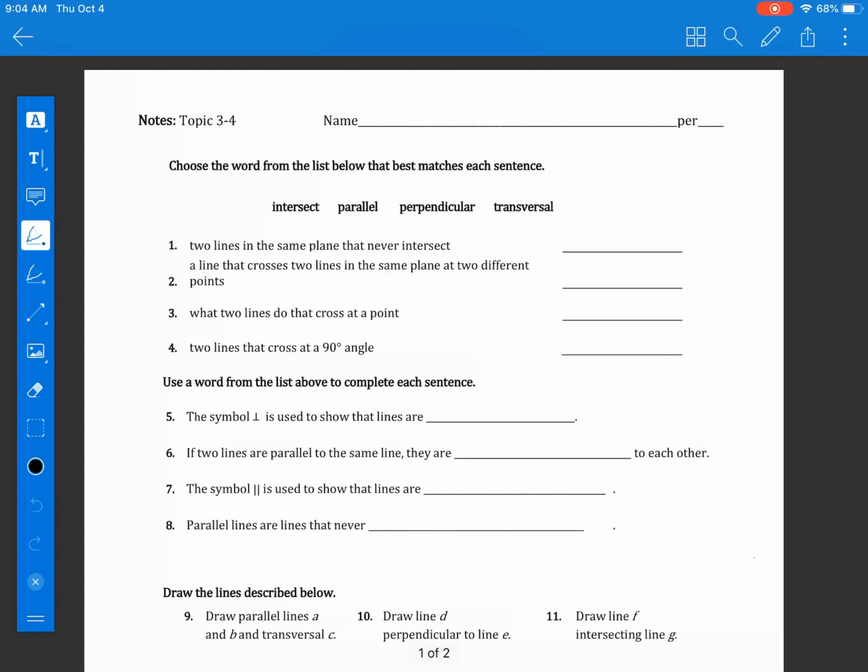So number 1 says two lines in the same plane that never intersect. This vocab word is not new. This is parallel. Parallel lines never cross. They have the same slope.